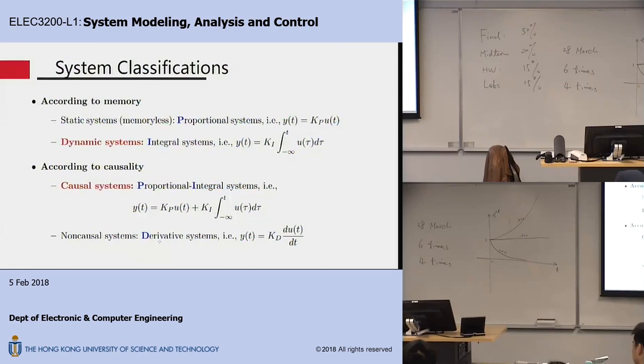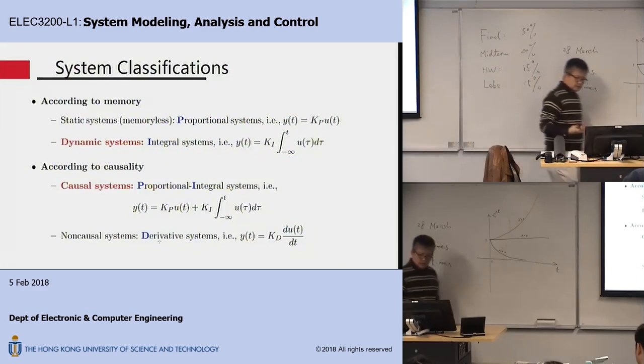In order to get the derivative, how do you get the derivative of a function? You need to know what happens around that particular t, before or after. Especially you need to know after this t, what the value of the input is. So this is not causal. It's a non-causal system. Derivative is non-causal.